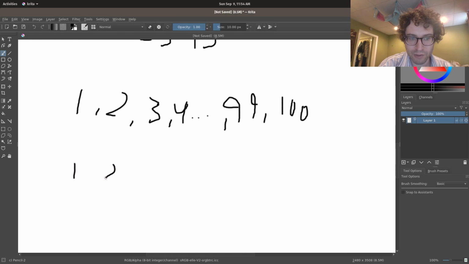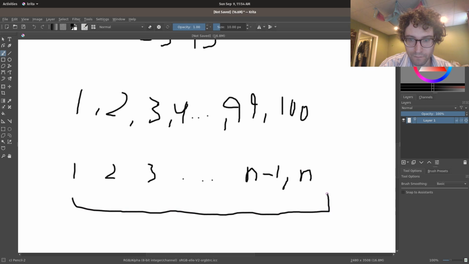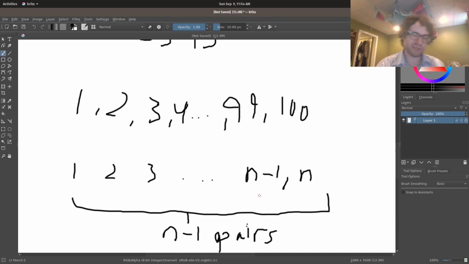Similarly, if we have 1, 2, 3, all the way up to n, if we have n items, then how many pairs are there? We have n-1 adjacent pairs. Of course, my drawing on this is terrible because I've never been good with a mouse like this. All right, so n-1 adjacent pairs. Okay. And then we need n-1 runs to do this.